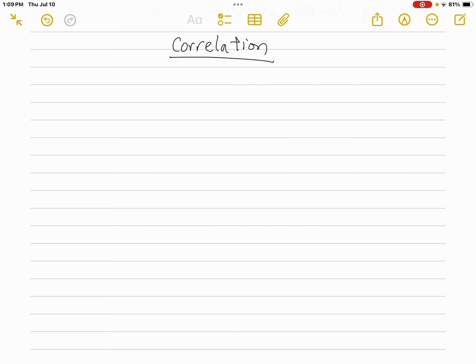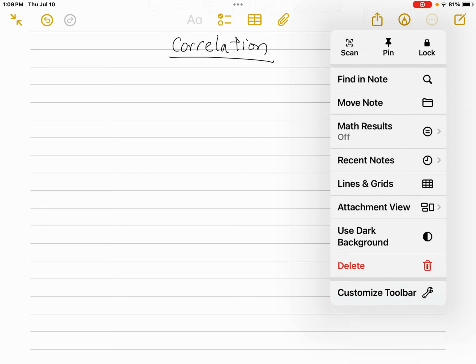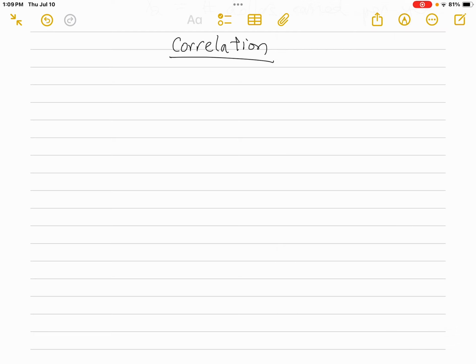So suppose that you have two random variables, x and y, and let's say that they have standard deviations sigma of x and sigma of y, which are both positive. Remember, the standard deviation, that's what I mean by SD, is the square root of the variance.